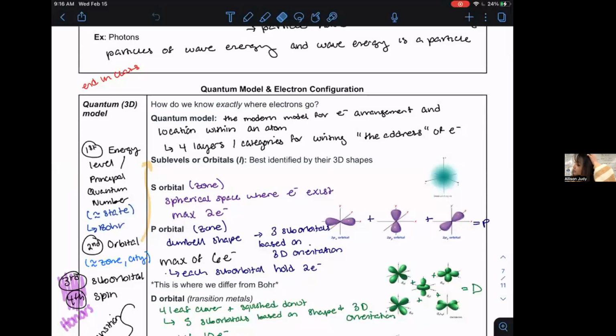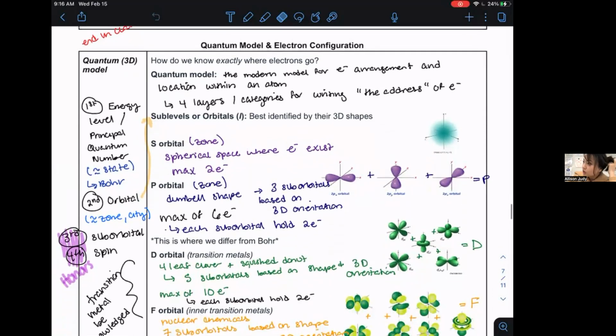All right. So yesterday we talked about the quantum mechanical model. It's the upgraded model from the Bohr model. It's got 4 layers. Honors is learning all 4 of the layers of the organization scheme of the address of the electron. Everybody else though is just required to learn the first 2 levels.